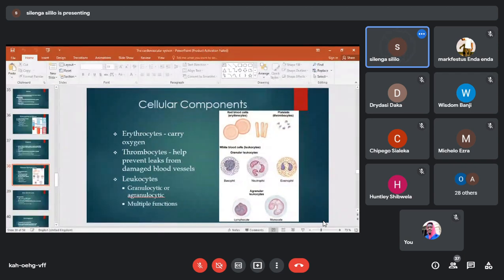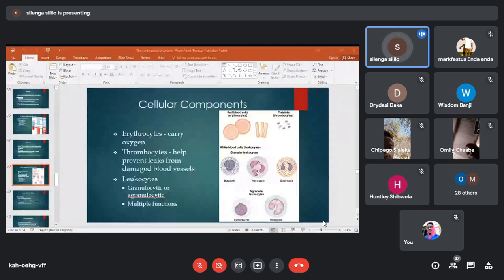Now, we migrate to the cellular component. As you saw, we have red blood cells, which carry oxygen, thrombocytes, which help prevent leaking of blood from damaged vessels. Then you have leukocytes, and we are going to discuss them further. Those that are granulocytes, those that have granules in their cytoplasm, and those that are agranulocytes, those that do not have granules in their cytoplasm. These leukocytes have multiple functions, but at this stage we can just say they are involved in the defense mechanism of the body, the white blood cells.